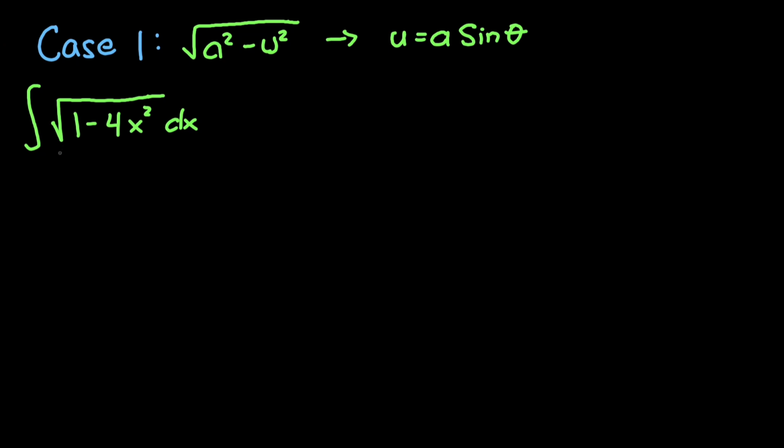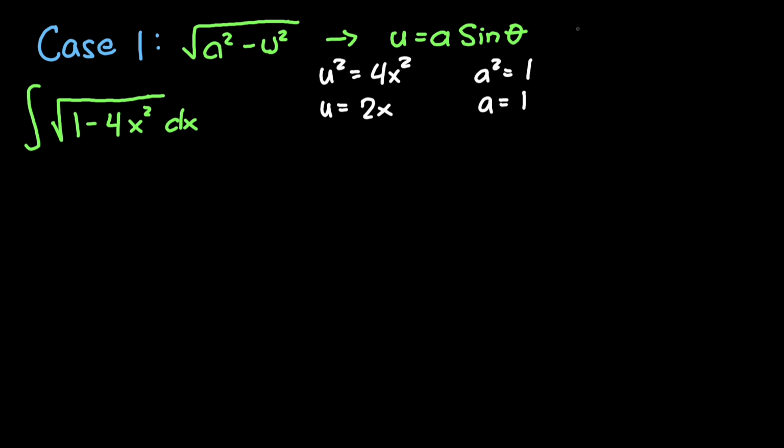Now, let us start first with this first problem, the integral of the square root of 1 minus 4x squared dx. And so, u squared here would be equal to 4x squared, and the square root of 4x squared is 2x. A squared here is 1, and the square root of 1 is simply 1. And so that we have our values, let us substitute it into this form.